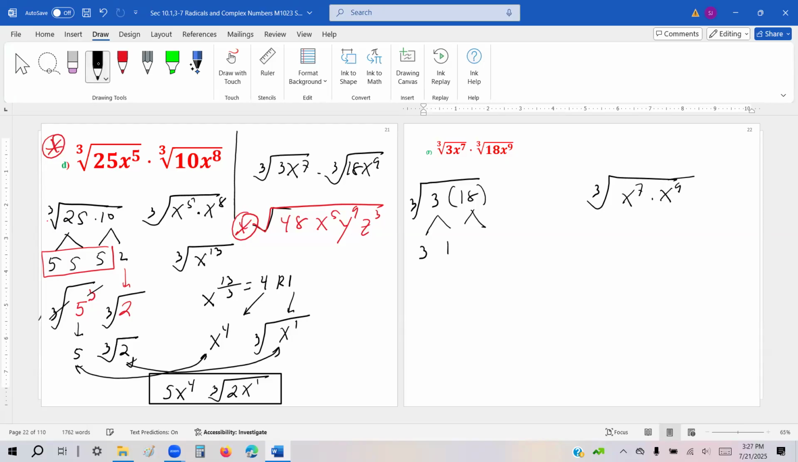So 3 is 3 times 1, 18 is 3 times 6. But you're looking for the same number 3 times, so you don't see them yet. So you have to split the 6 one more time. And now we see 3 times. So 3 times. And then we have leftover 2 and 1. So you multiply 2 times 1, you get 2.